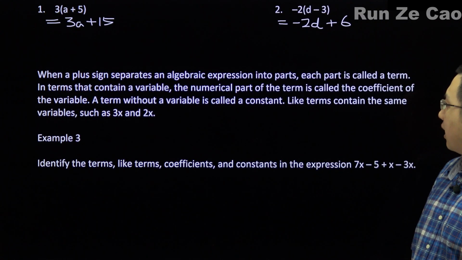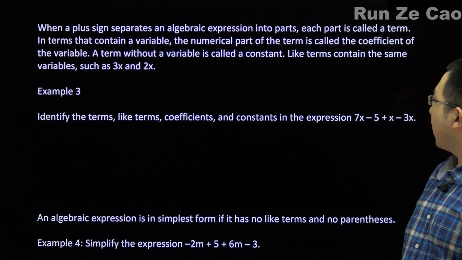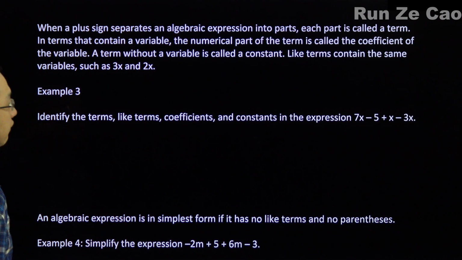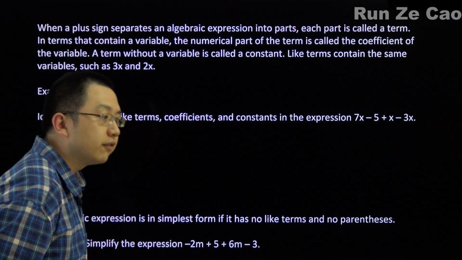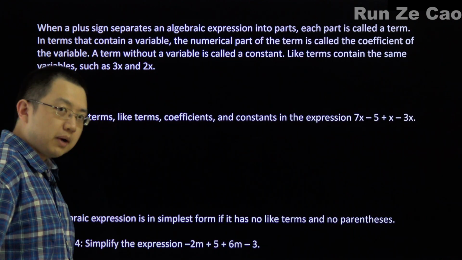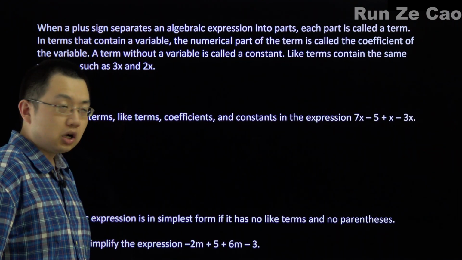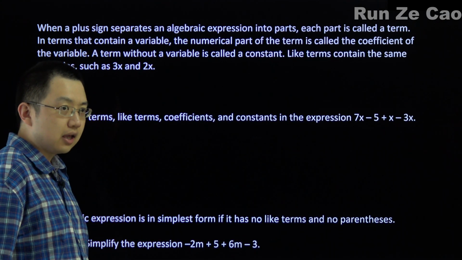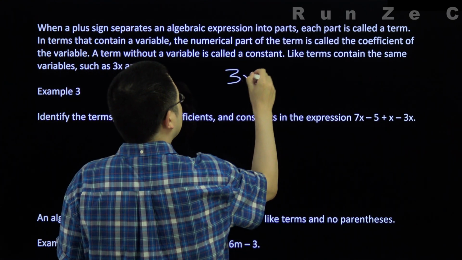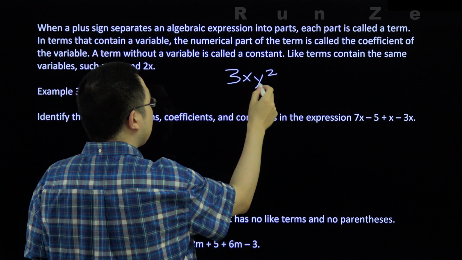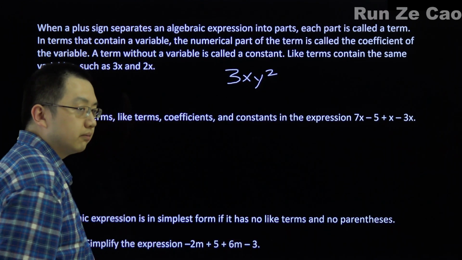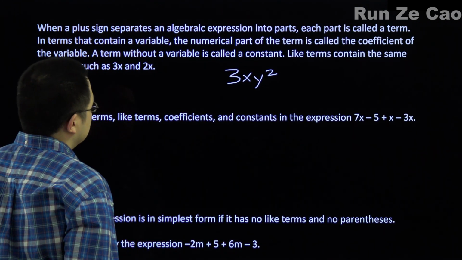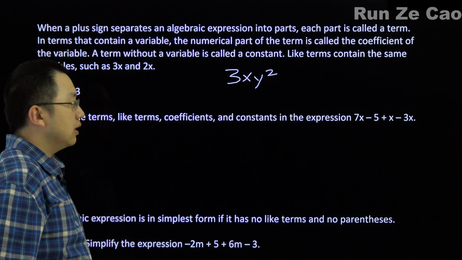When you have a plus sign separating the parts of an algebraic expression, the parts are called terms. In terms that contain a variable, the numerical part of the term is multiplied by the variable parts, all of them, to whatever powers are relevant. Like, say, 3xy squared. This is 3 times x times y times y. Now, you call this 3 the coefficient.